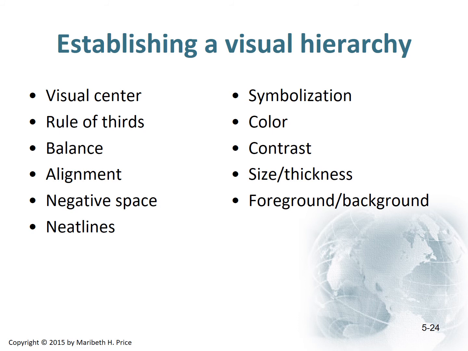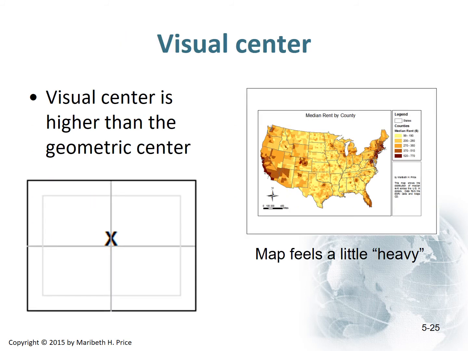So how do we establish a visual hierarchy? Visual center, the rule of thirds, balance, alignment, negative space, neat lines, symbolization, color, contrast, size and thickness, foreground, background. These are all just ways of doing that. The visual center is not the center of the map. It's usually just slightly above. It's higher than the geometric center. Maps tend to look a little heavy, but if you move that up a bit, they tend to look better.